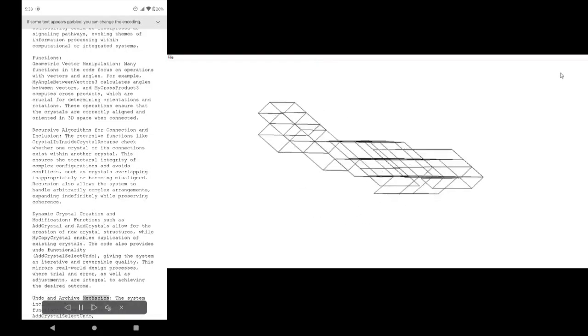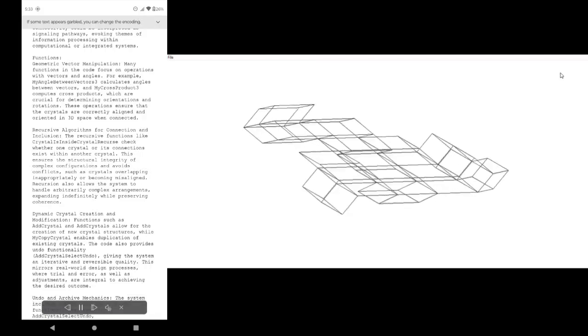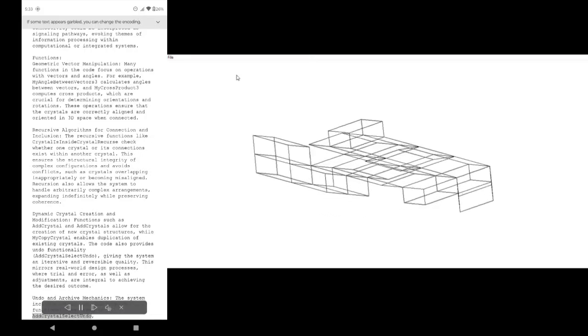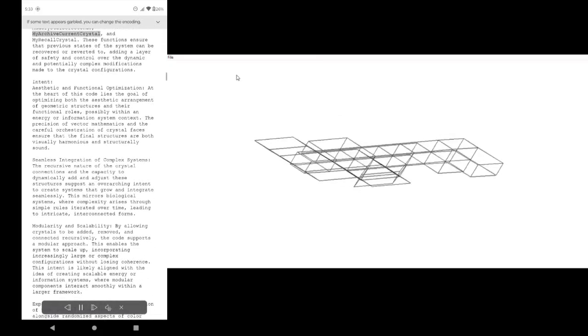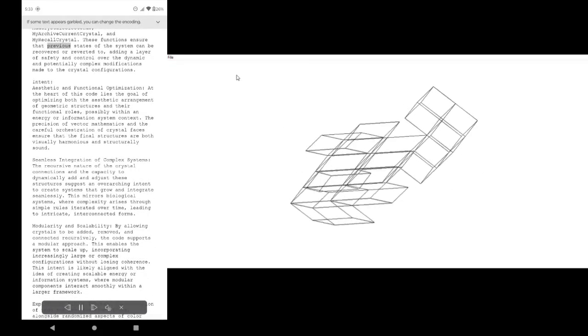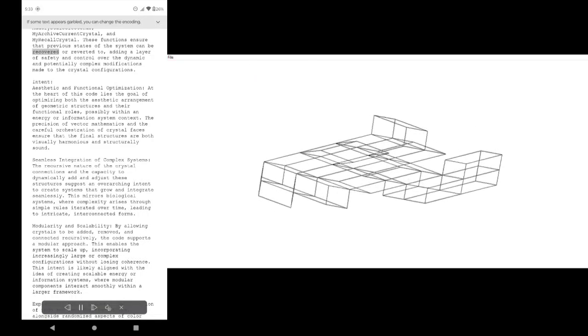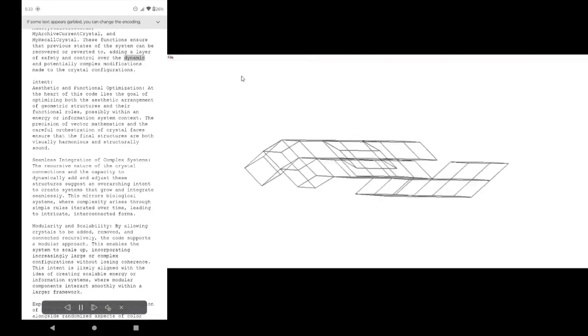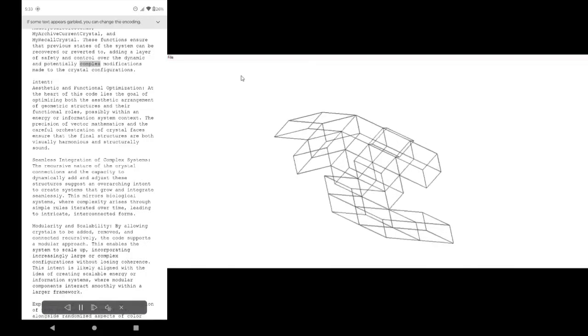Undo and archive mechanics. The system includes robust undo and archive functionalities, seen in addCrystalSelectUndo, myArchiveCurrentCrystal, and myRecallCrystal. These functions ensure that previous states of the system can be recovered or reverted to, adding a layer of safety and control over the dynamic and potentially complex modifications made to the crystal configurations.